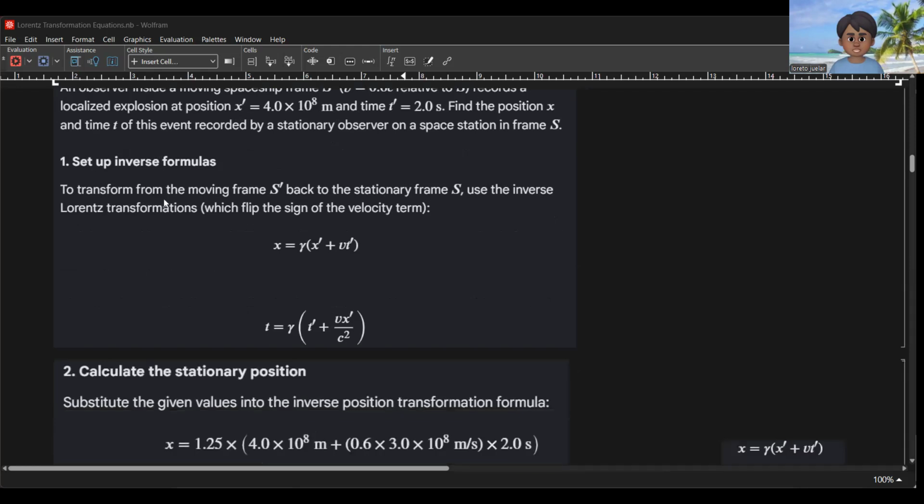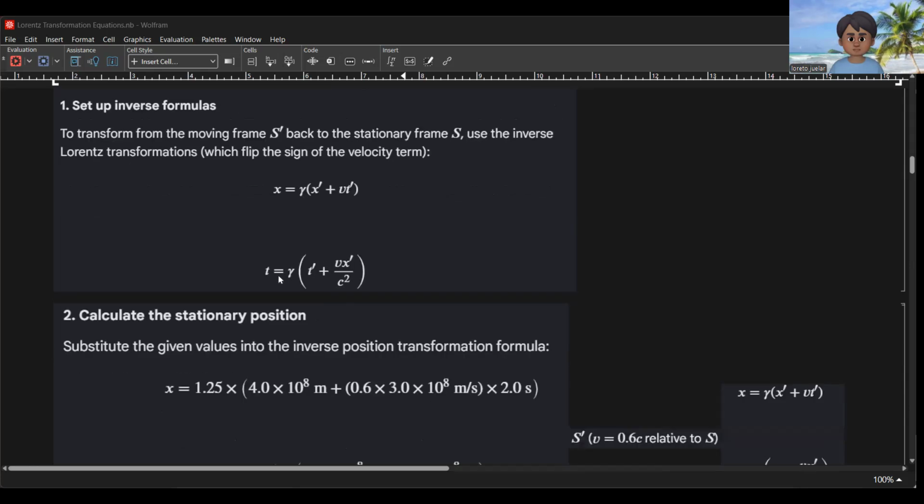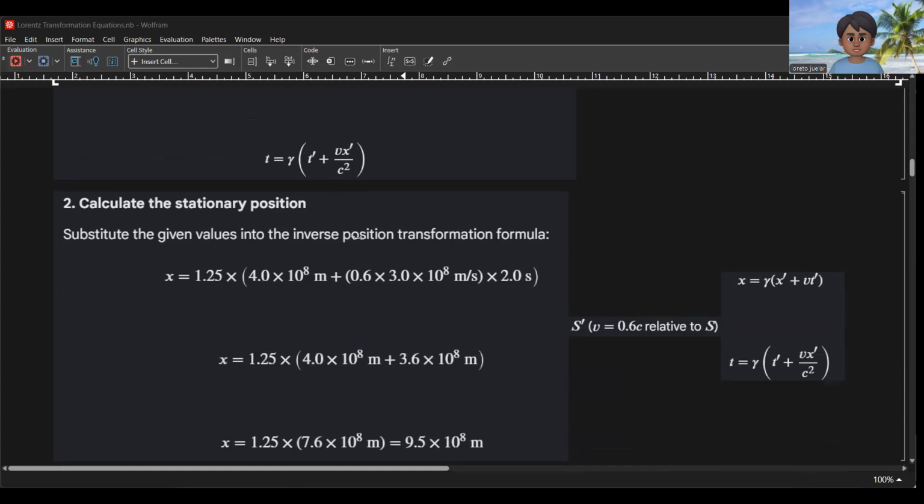So set up the inverse formula here. To transform from the moving frame S prime back to the stationary frame, we use the inverse Lorentz transformation, which flips the sign of the velocity term. So x is equal to the Lorentz factor times the sum of x prime and v t prime. And time t is equal to the Lorentz factor times t prime plus v x prime over c squared. So these are the formulas.